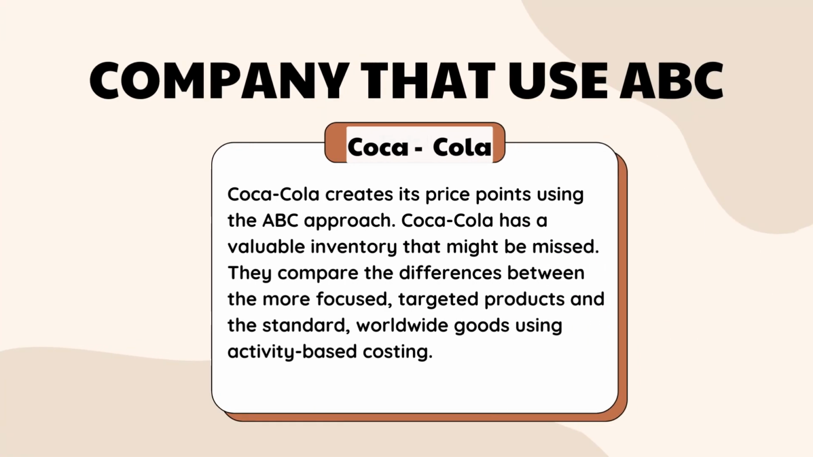One example of company that use ABC method are Coca-Cola Company. Coca-Cola creates its price points using the ABC approach. Coca-Cola has a valuable inventory that might be missed. They compare the differences between the more focused, targeted products and the standard worldwide goods using activity-based costing. For example, the standard Coke and Diet Coke will be worldwide products as opposed to different flavors that are specifically for a country.